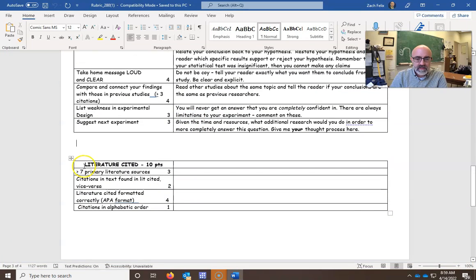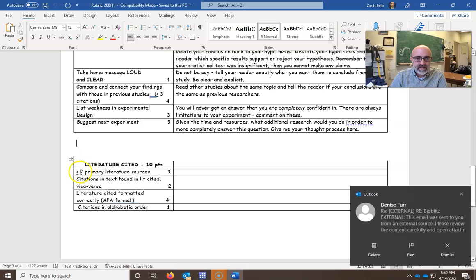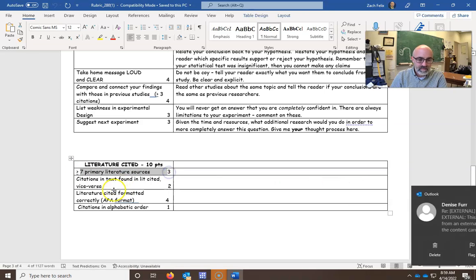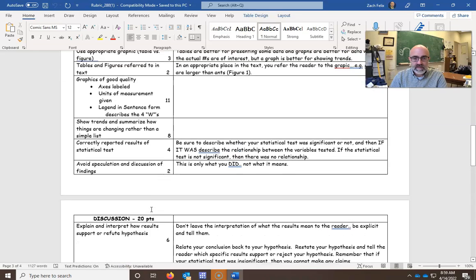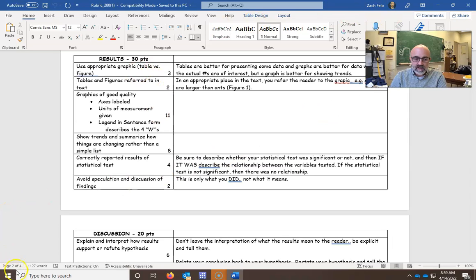And then in your lit cited, right? At least 7, give me 10. I don't know. Give me 8 at least. Make sure the citations that are in the lit cited are also in the text, and then make sure that they are cited and formatted correctly, and make sure they're put in alphabetical order. Do all those things, and you will be successful on the lab report.